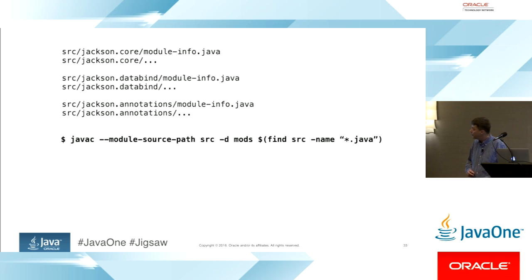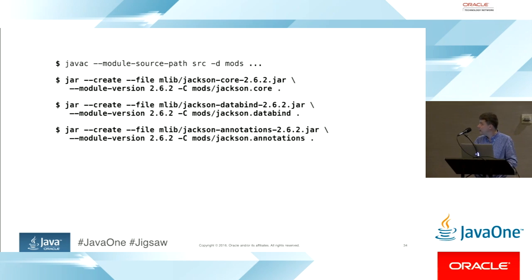So for Jackson core, the location of the module info is src/module name Jackson core/module-info.java. Same for the other 2 modules. I'm now going to compile all of these 3 modules together. So I'm recompiling all of Jackson in this case, and I'm doing a multi-module compilation. With one javac command, I'm compiling all three modules together. I'm giving it an output directory of mods. That's where all the class files are going to be generated. And the input to it, I'm just giving it a find command where it'll find all of the Java source.